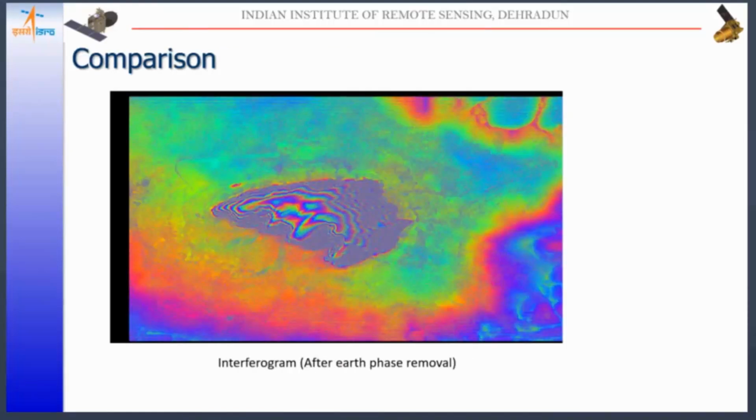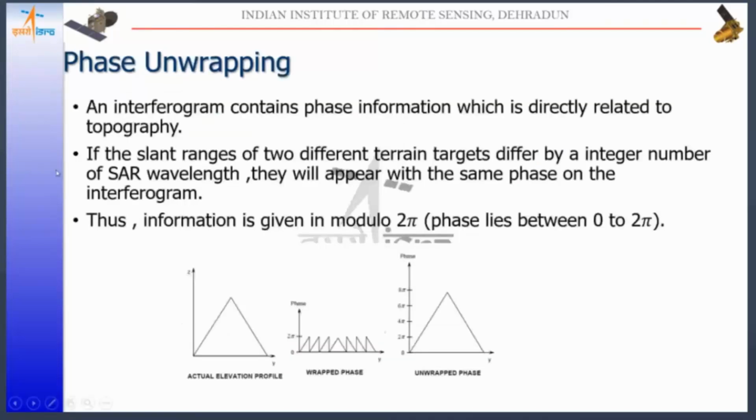After that, one important concept is phase unwrapping. So what is phase unwrapping? An interferogram contains phase information which is directly related to the topography. The interferogram represents phase differences, and those phase differences come from the terrain variation. If the slant ranges of two different terrain targets differ by an integer number of the SAR wavelength, they will appear with the same phase on the interferogram.